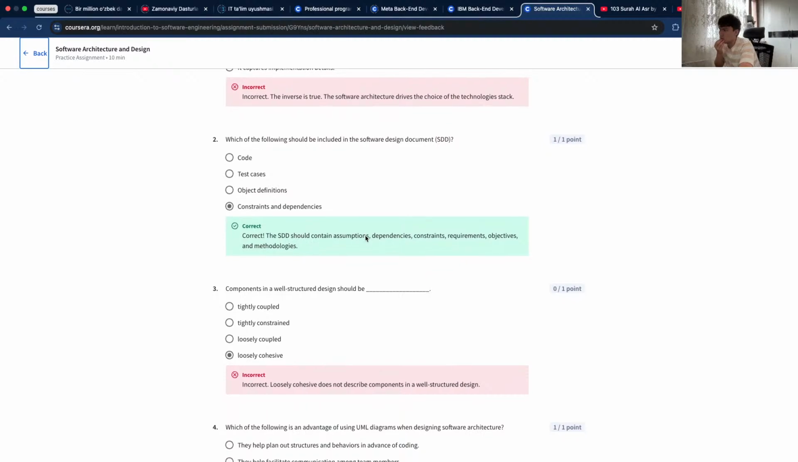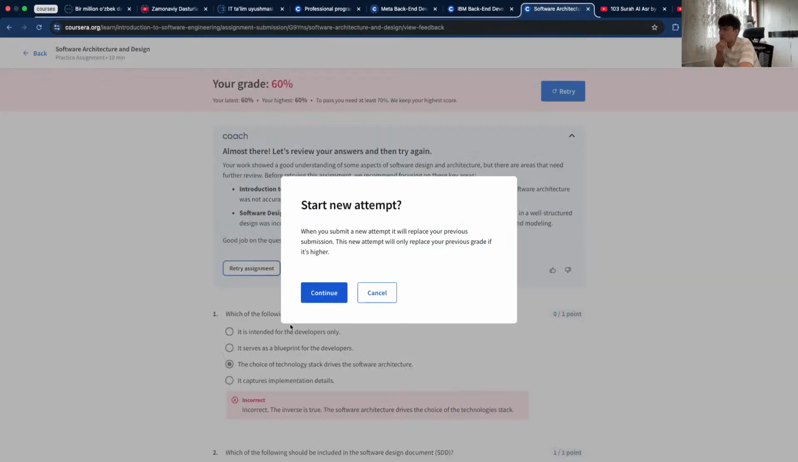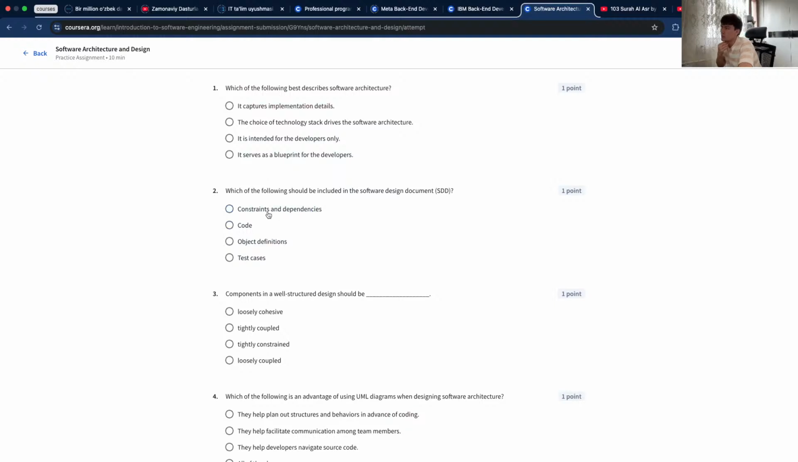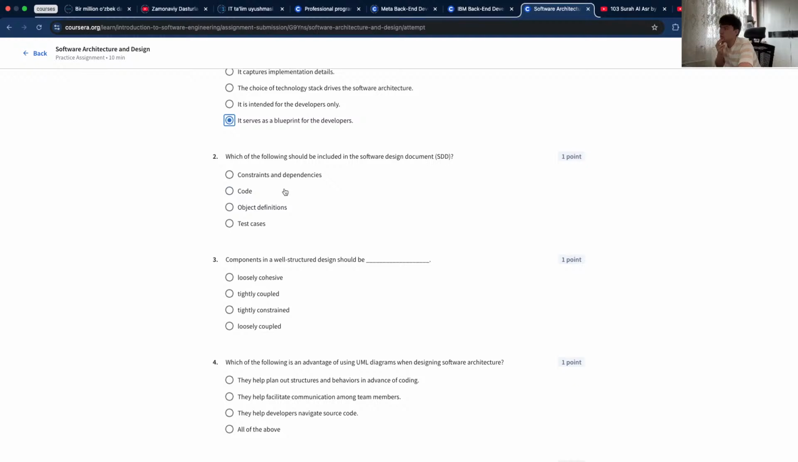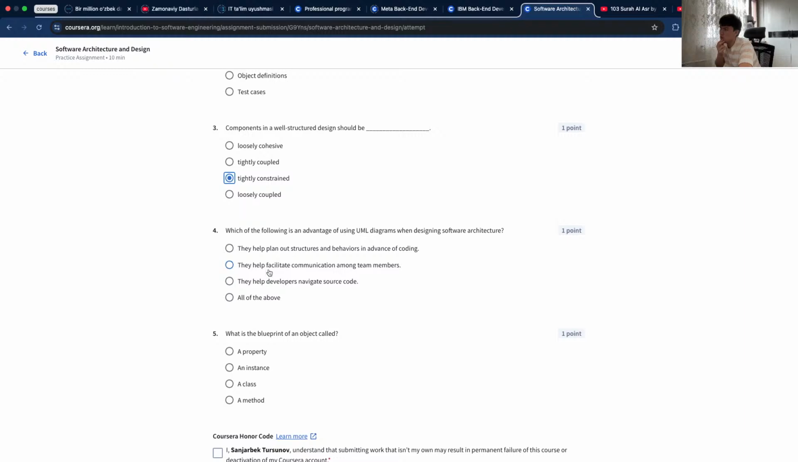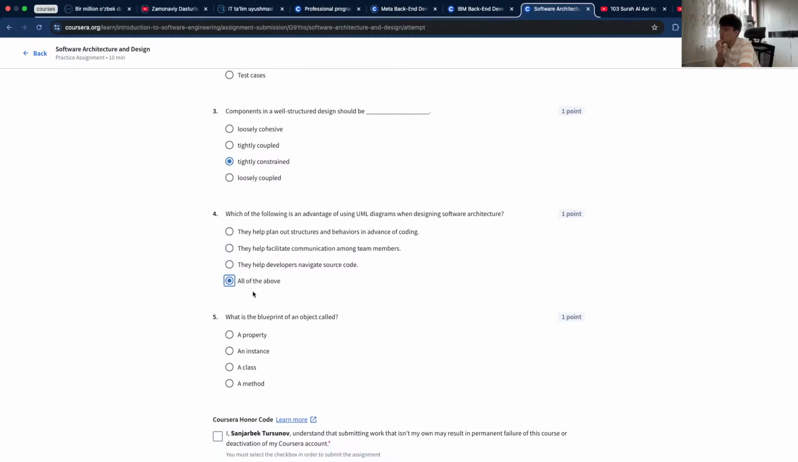Tightly coupled, tightly constrained, loosely coupled. It serves as a blueprint for developers with great constant development. Tightly coupled. Which UML... class.